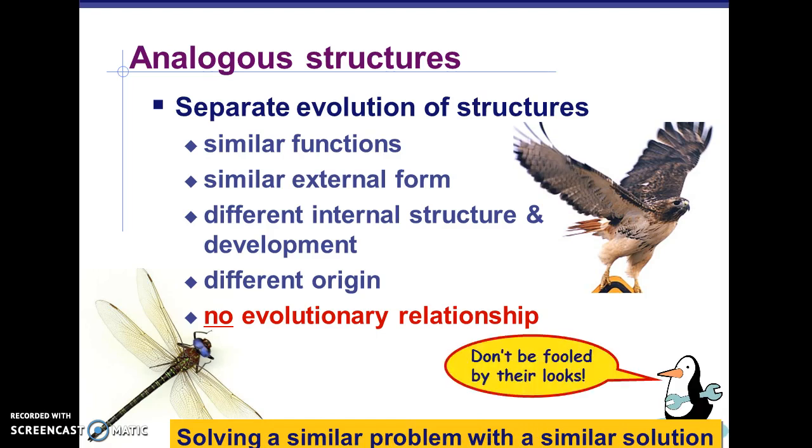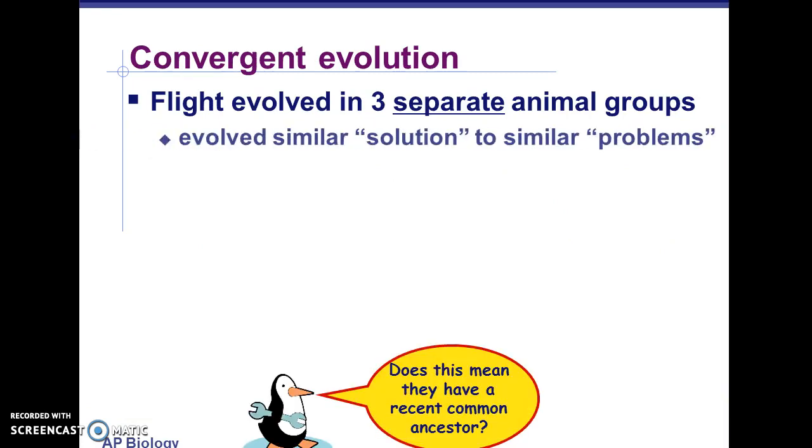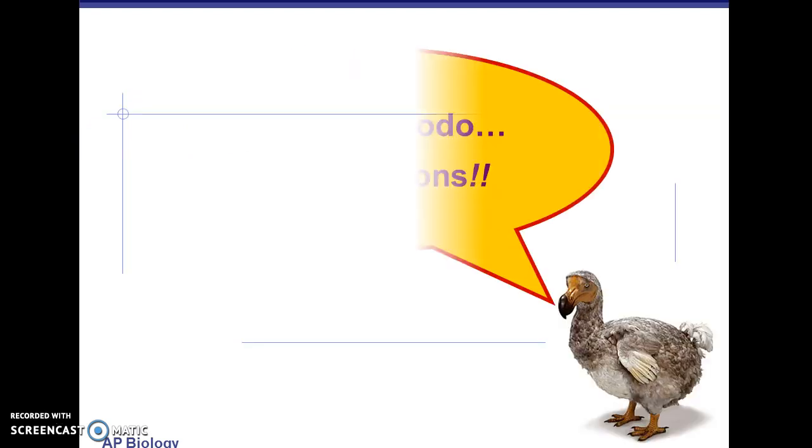All right, so it says don't be fooled by their looks. Convergent evolution. Flight evolved in 3 separate animal groups. They essentially evolved similar solutions to similar problems.